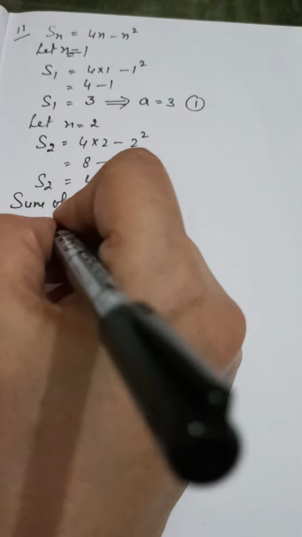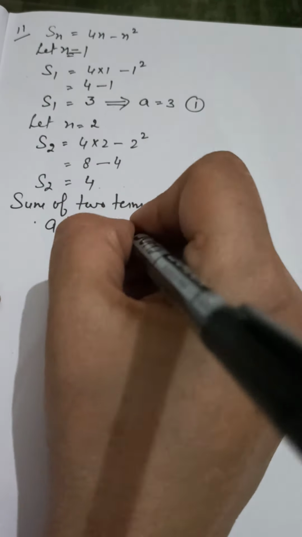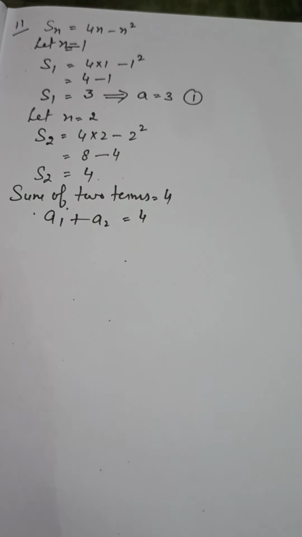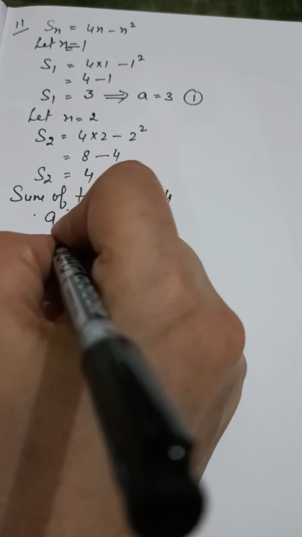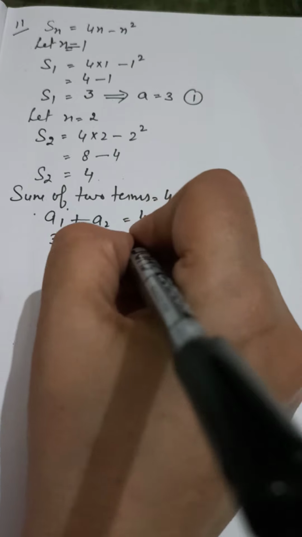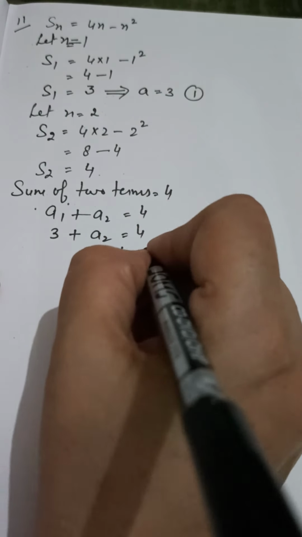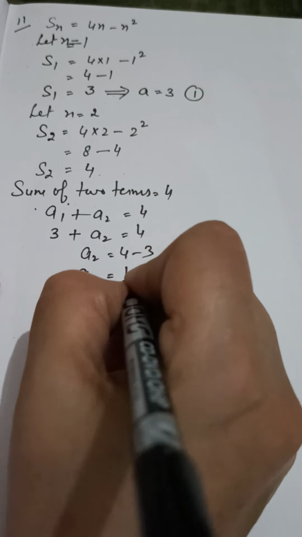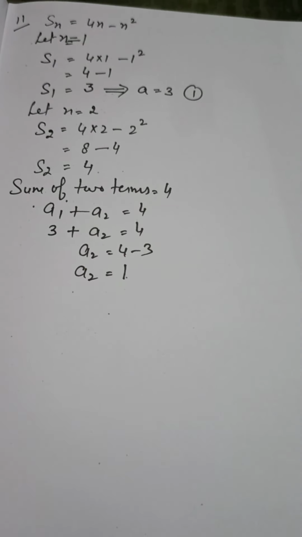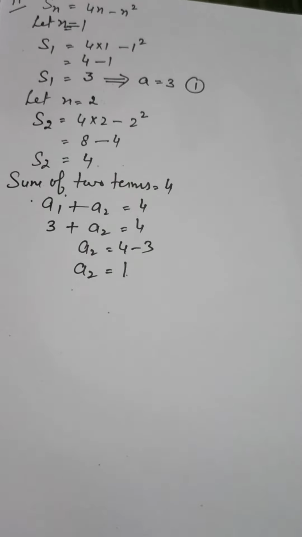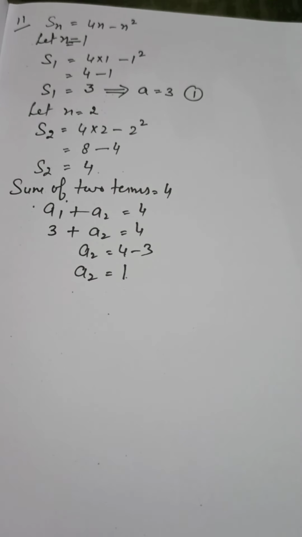Then what is the sum of two terms? A1 plus A2, that is equal to 4. Then what is a? a we have found out. 3 plus A2 is equal to 4. Then what is A2? 4 minus 3. A2 is equal to 1. We have found the first term, and the second term is 1.